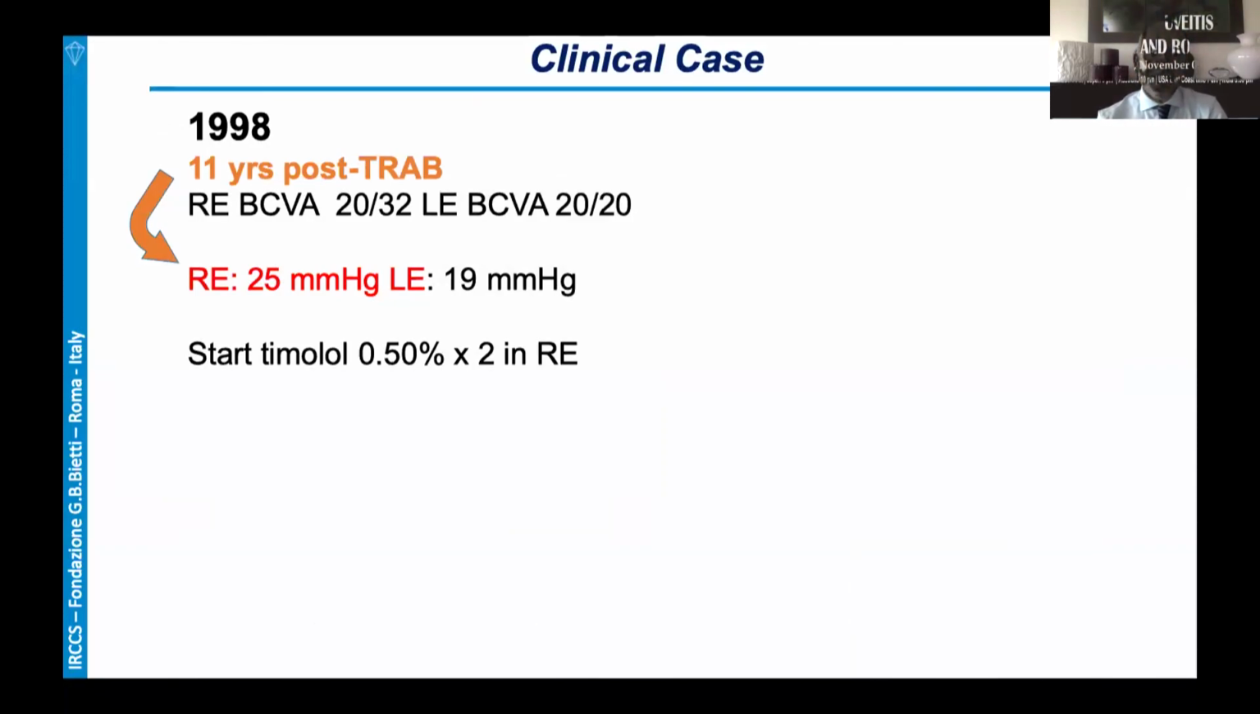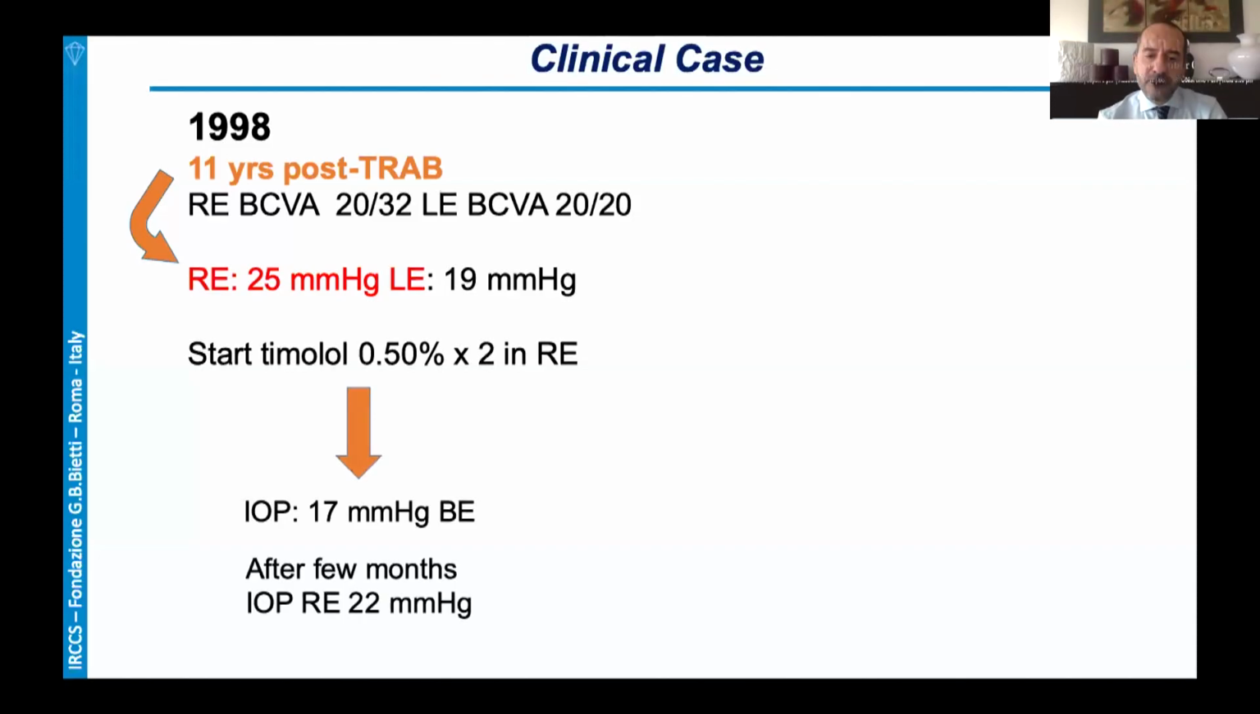One year later, in 1998, the patient had the first new increase of the pressure in the right eye, 25 millimeters of mercury. So he was started on timolol twice a day in the right eye with reduction of the IOP.